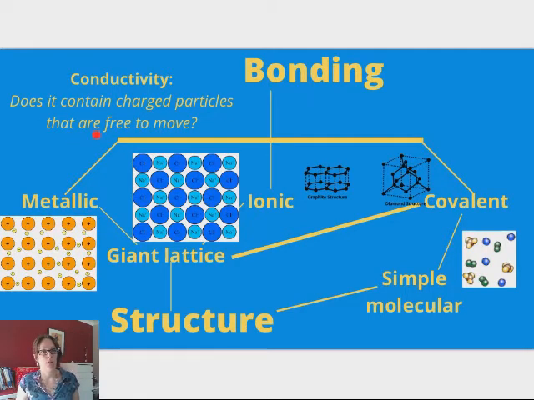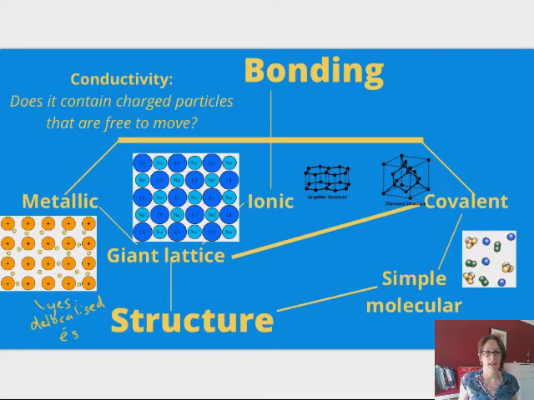Conductivity. All we need to know to describe whether something can conduct or not is, does it contain charged particles that are free to move? It's not enough simply to contain charges. Everything contains charges. Atoms have electrons in. So in a metal, hopefully it's fairly obvious that yes, because you have delocalized electrons, and that means that they are free to move. So obviously metals conduct electricity in any state.